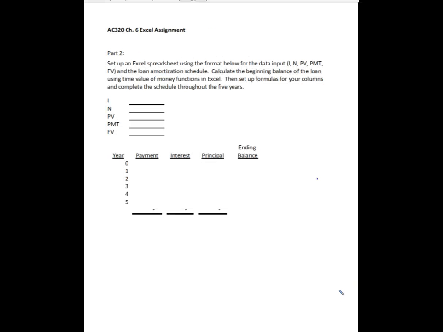I've switched over now to talk about your Excel assignment. I just want to review a little bit. In Chapter 6, you have already created a loan amortization table. So you may want to go back and edit that spreadsheet. You might find it easier just to create a new one for these assignments in Chapter 7. You'll have this data input area.